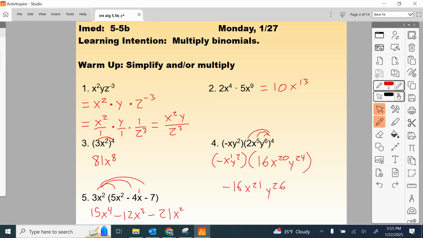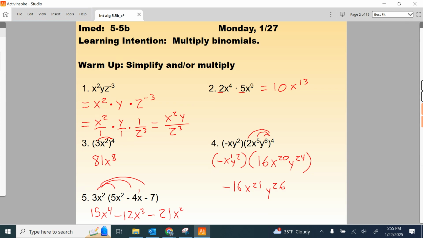Let's go ahead and take a look at problem number 2. We're going to multiply those two monomials together. So start with your numbers 2 and 5. That's going to get you 10. And then for the x^4 and the x^9, our rule says to add those exponents. So that's going to make x to the power of 13. Okay, so that's how number 2 is going to work.